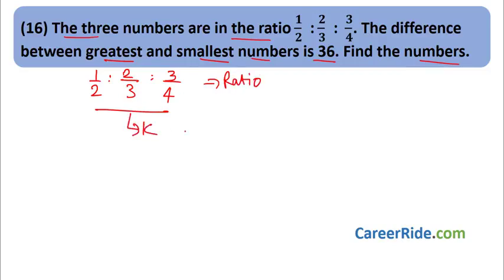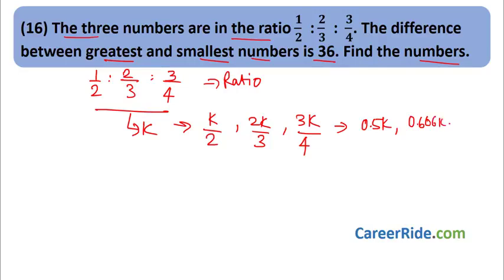Let the common factor be k. So the actual numbers are k by 2, 2 by 3 into k is 2k by 3, 3 by 4 into k is 3k by 4. Now we have to find which is the greatest and smallest in this. It is very easy. Let us see. k by 2 is nothing but 1 by 2, that is 0.5k. Second one is 2 by 3, that is nothing but 0.666k. And third one is 3 by 4 k, that is nothing but 0.75k. So this is the greatest, this is the smallest.